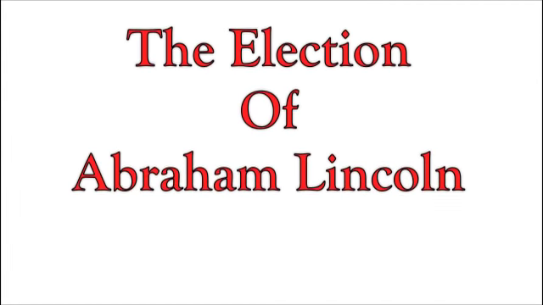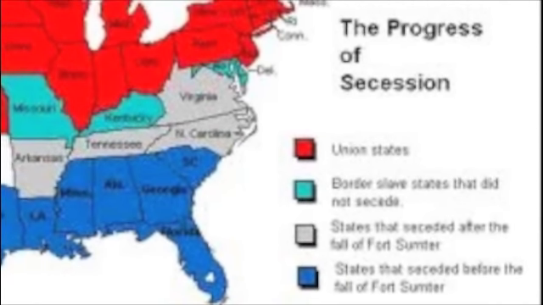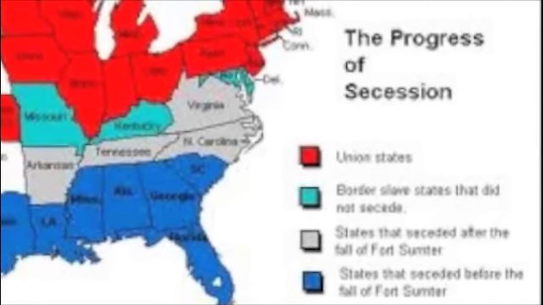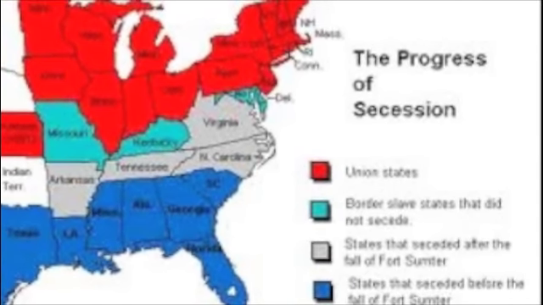The election of Abraham Lincoln. When Lincoln was elected in 1860, South Carolina issued its Declaration of the Causes of Secession. They believed Lincoln was anti-slavery and in favor of Northern interests. Before Lincoln was president, 7 states had seceded from the Union: South Carolina, Mississippi, Florida, Alabama, Georgia, Louisiana, and Texas.